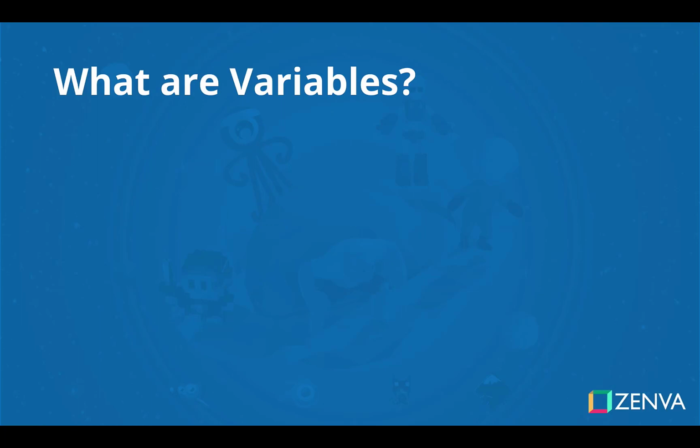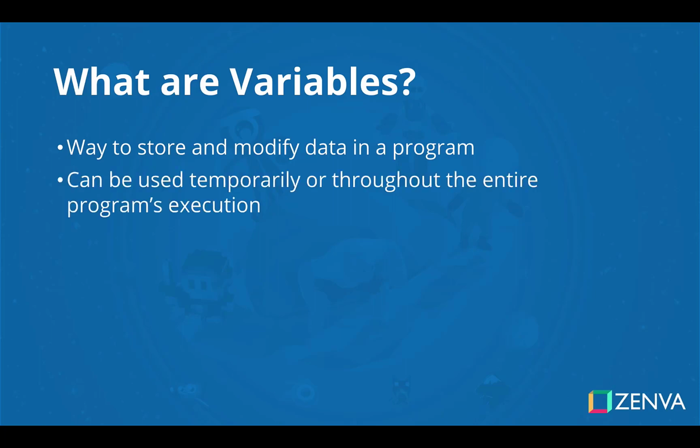So for starters, what are variables? Variables are simply a way to store and modify data within a program. Pretty much every program will need some kind of variables to help maintain its state throughout its execution. Variables can be used temporarily or can exist throughout the entire program's execution.